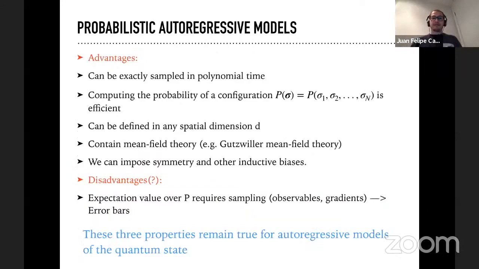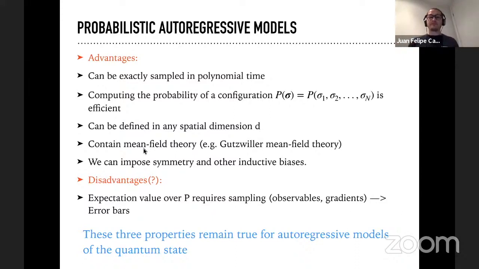So what are the advantages of having these probabilistic models? Giuseppe already discussed this. They can be exactly sampled in polynomial time, and we use this in all of the examples that I'm going to talk about. Computing the probability of a configuration is always efficient if the number of parameters in the model doesn't scale with the size of the system in a bad way. They can be defined in any spatial dimension.